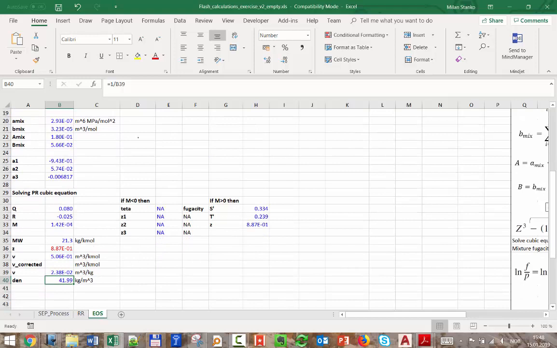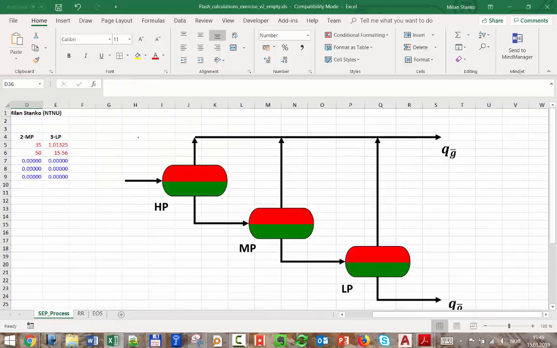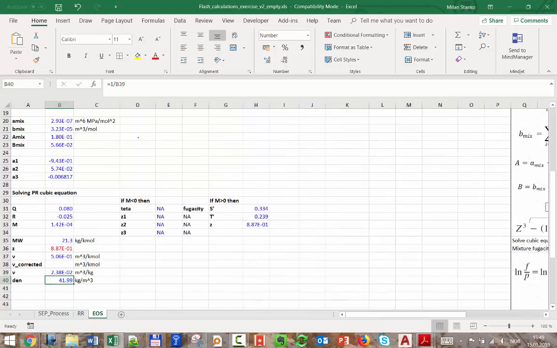That means if someone wants to make calculations at the exit of my separation process, exactly here, then the density they should use for the fluid there is 41.42, essentially.